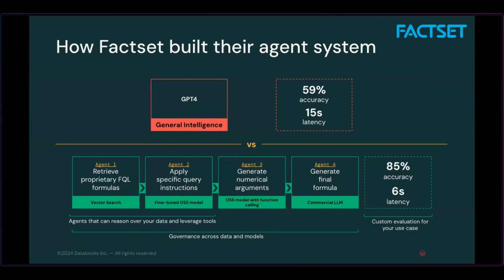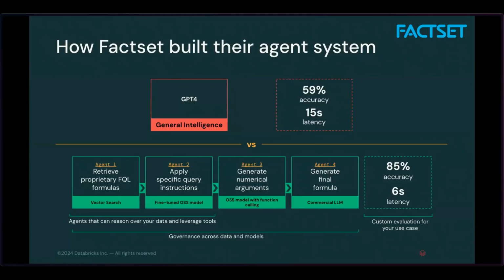And then the third part of an AI agent system, governance across data models and tools. Because they were using Unity Catalog on Databricks, they had end-to-end governance from data all the way to model output, because every component of this system and all of our AI tooling is built to take advantage of Unity Catalog.